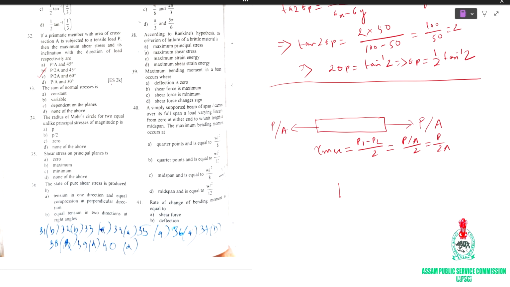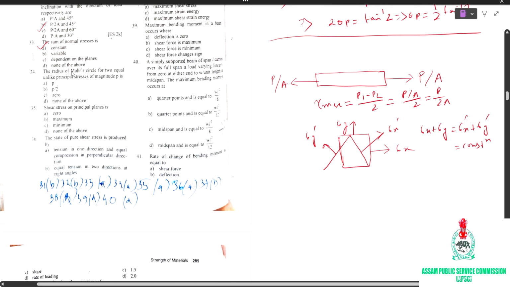Question number 33. The sum of normal stress. Now see, this is sigma x, this is sigma y. Let's take a plane. This is sigma x dash and this is sigma y dash. Now this sigma x plus sigma y is always equal to sigma x dash plus sigma y dash, equal to constant. Answer is A.